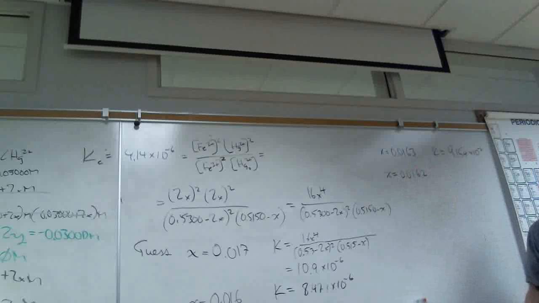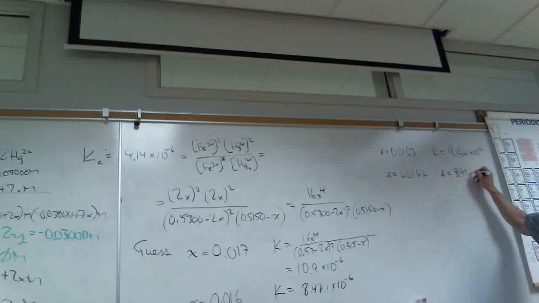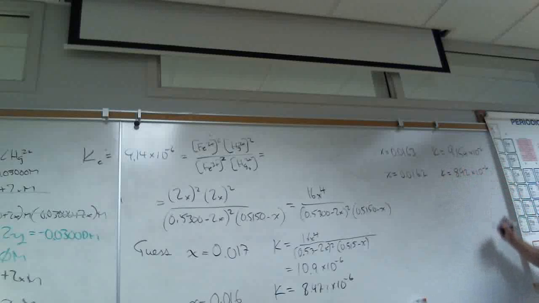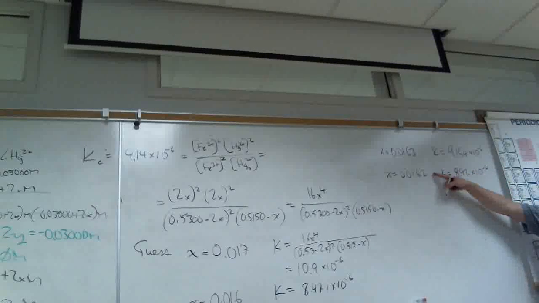0.0162? Okay. Try 0.0162. I got 8.92 times 10 to the negative 6. Okay, you know, we went way too small. We just need to go a tiny bit lower than 0.0163. Do you see that? Yep.